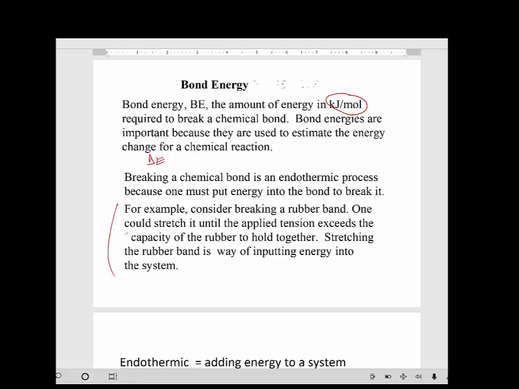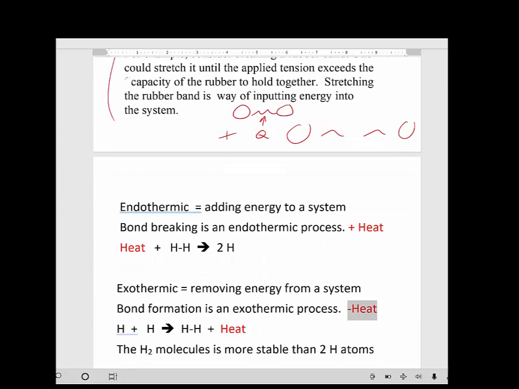So we could have two atoms connected by a rubber band bond. We put enough energy into that bond to stretch it to the point where it breaks, where we have two individual atoms. That input of heat is a positive change of energy. The term endothermic means adding energy to a system.